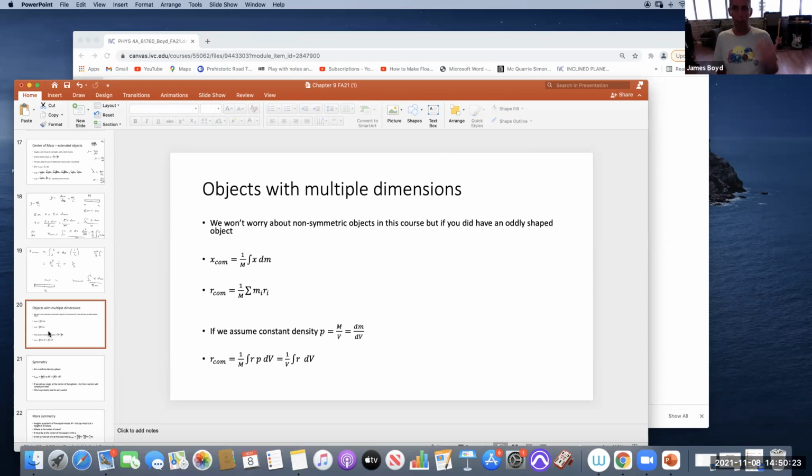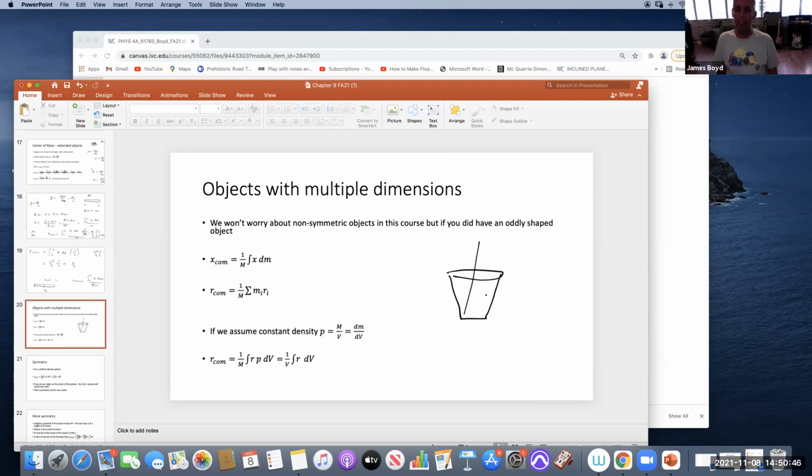We're not going to worry about non-symmetric objects, like, say, a vase or a cone. It is symmetric about the central axis, but we're not going to worry about that. We're going to worry about spheres, rods, things like that.